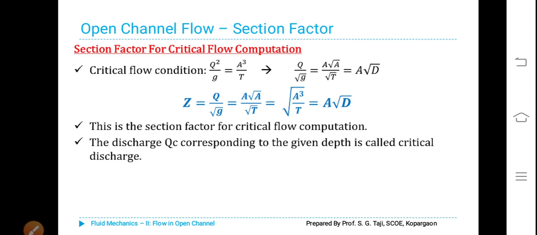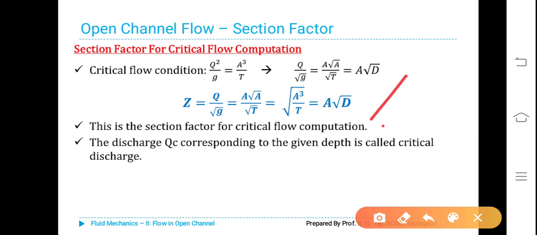Z is equal to Q by root g, which is equal to A root A upon root T, that is equal to under the square root A cube by T. Therefore, Z is equal to A by root D. So just rewriting this equation in different forms, you will get this. This is the section factor for critical flow computation.